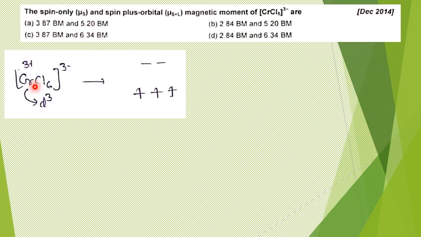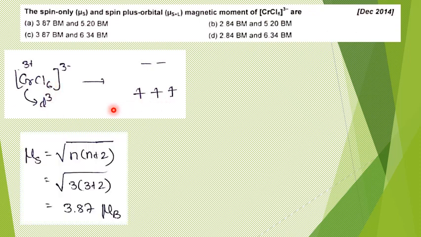For Cl, it is not necessary to bother whether it is a strong field or weak field, because for d3, whether it is strong or weak, it doesn't matter. The number of unpaired electrons will be 3 itself. So for 3 unpaired electrons, the spin only magnetic moment you can easily calculate, and it will come to 3.87 Bohr magneton.